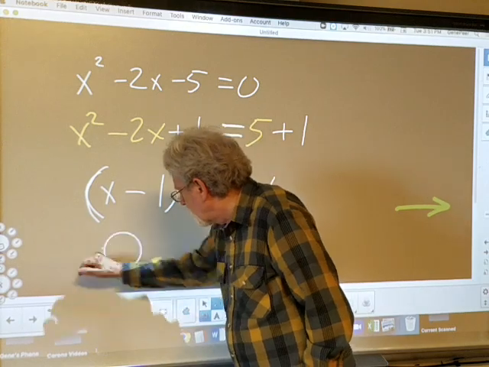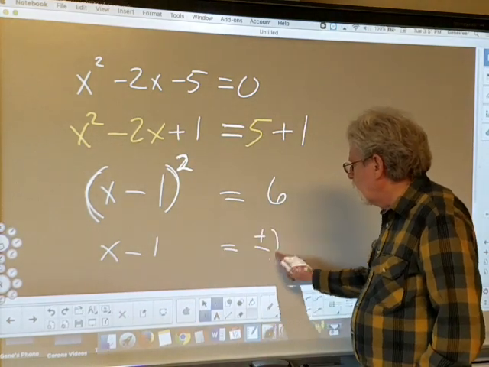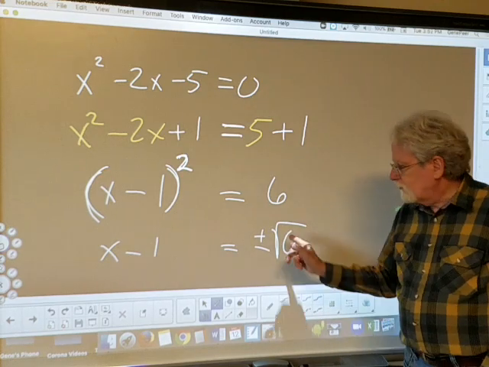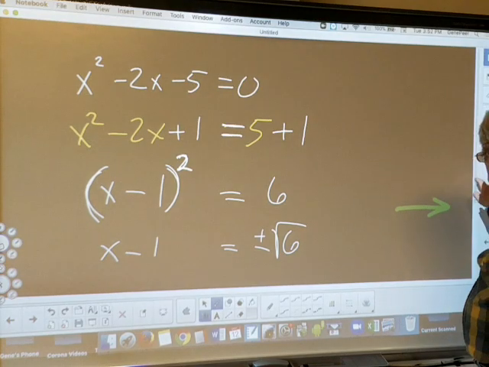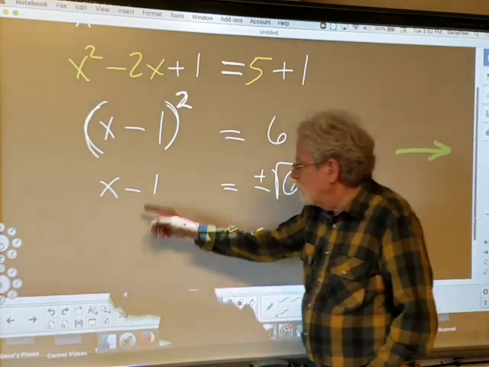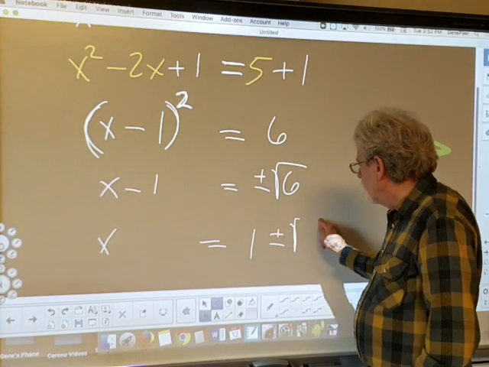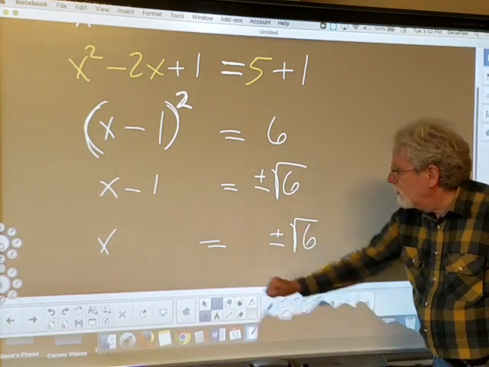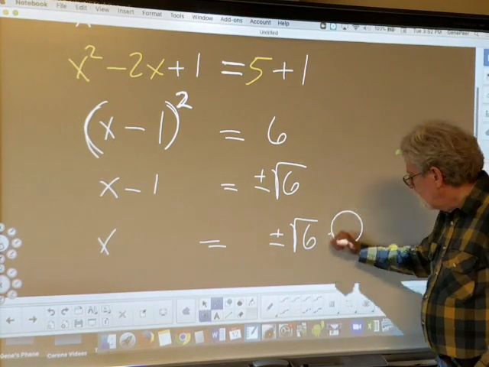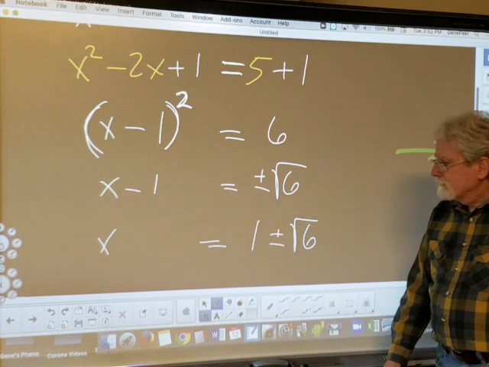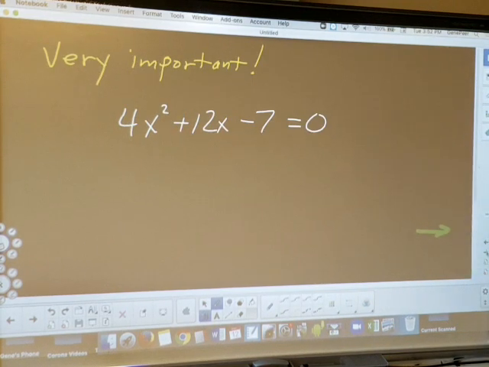X minus 1 is what? Plus or minus the square root of 6. First time I didn't pretend to forget the plus or minus. And now what do we do? We're basically done. Add 1. X is 1 plus or minus the square root of 6. Yes, we prefer to have the 1 over there rather than over here. Mathematical tradition. That's it. We're done with that one. Follow the green arrow. There we go.